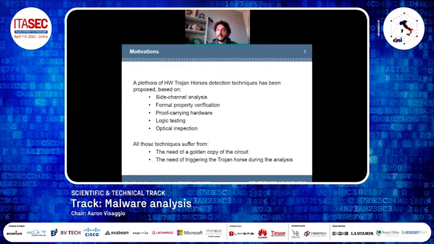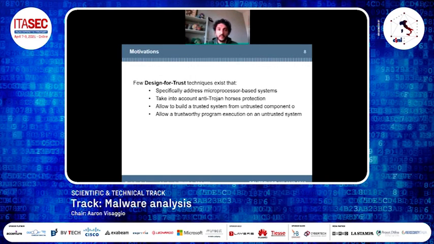They often need a golden copy of the circuit, which is actually very rarely available. A golden copy means a secure, trustworthy copy of the circuit. And they often need to trigger the hardware Trojan at design time. But this means that if I'm able to trigger the hardware Trojan when I'm trying to detect it, this is, of course, not that useful for my purposes.